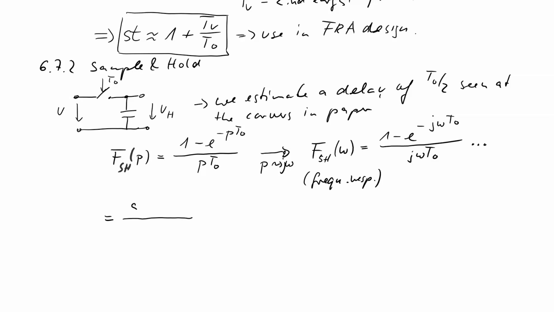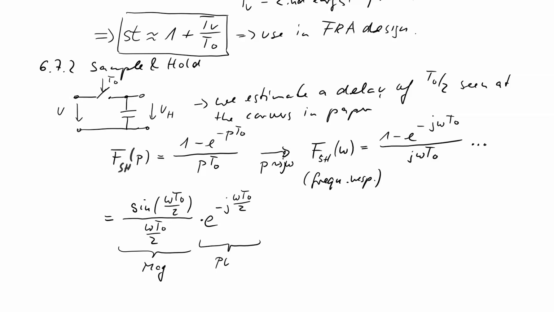The magnitude factor is the sinusoidal function of omega T sub 0 over 2, divided by omega T sub 0 over 2, multiplied with e to the power of minus j omega sampling time divided by 2. So this is the magnitude and this is the phase expression. The trick here, between this factor and this factor, is that I want to separate the magnitude behavior and the phase behavior.